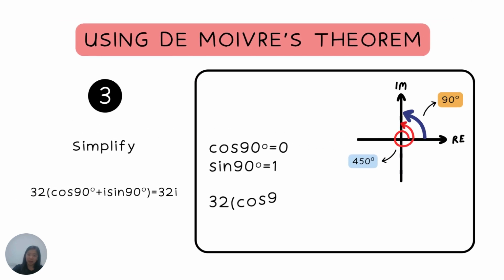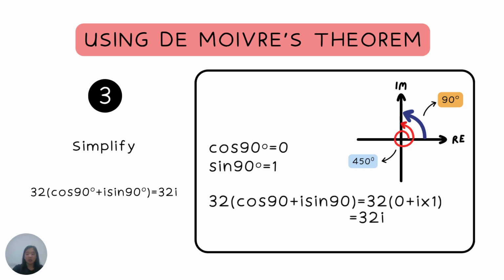And finally, we simplify. A 450-degree rotation is just a full circle plus an extra 90 degrees. If we look at our complex plane, 90 degrees points straight up the imaginary axis. The cosine of 90 degrees is 0 and the sine is 1. So our final answer is 32 times i.